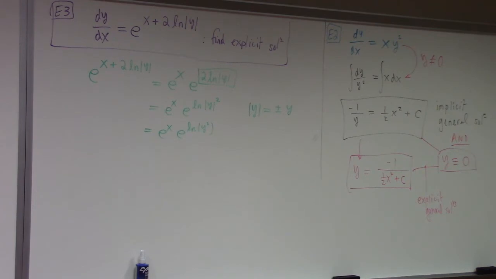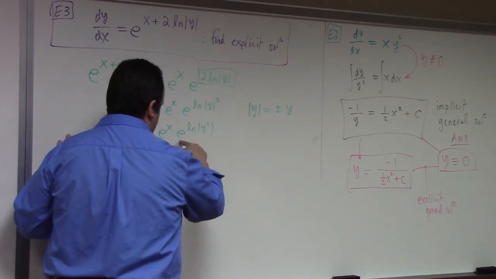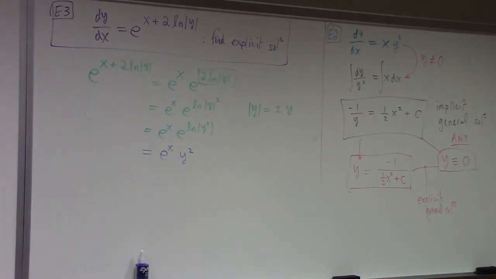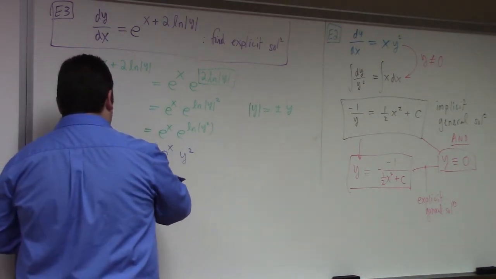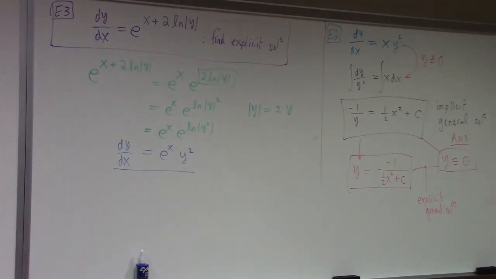If you guys are all shaky on properties of exponents and logs, you should review, right? Because you got to be precise. You got to know exactly what you're doing. If you don't have those tools in your toolkit, it will really hurt you here. Anyway, so what is this? This is e to the x times, that's just y squared, right? So you see, after a little algebra, our differential equation is actually dy dx equal to e to the x times y squared, which is quite clearly separable, right?